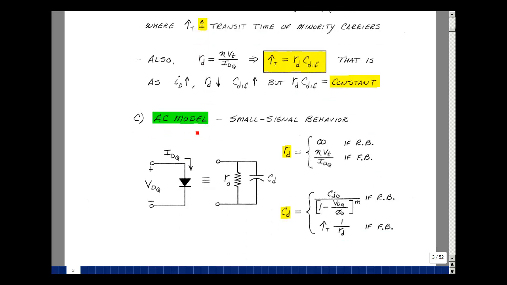We now have an AC model for a diode at high frequencies. If you bias a diode at some V_dq and I_dq, we have a resistance across that diode, but now a capacitance in parallel. The resistance we had shown previously to be an open circuit if you reverse bias it, and to be eta V_t over I_dq if you forward bias it. And then for the capacitance, we just saw that we had a depletion capacitance with this relationship, reverse bias it, and then a diffusion capacitance if we forward bias it. And this is the model for a PN junction diode at high frequencies.